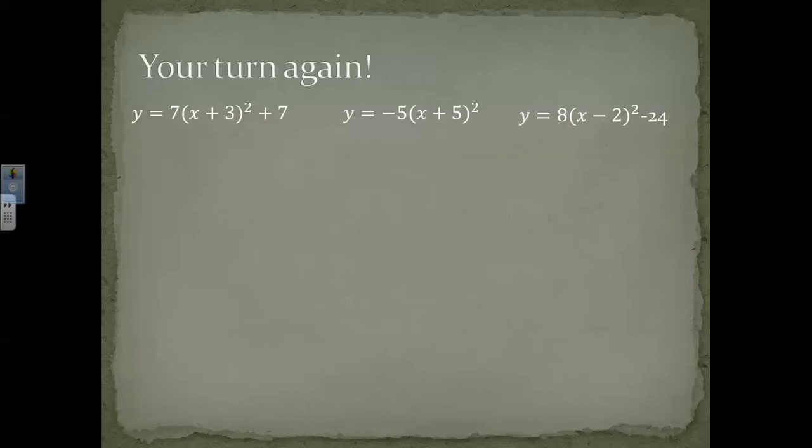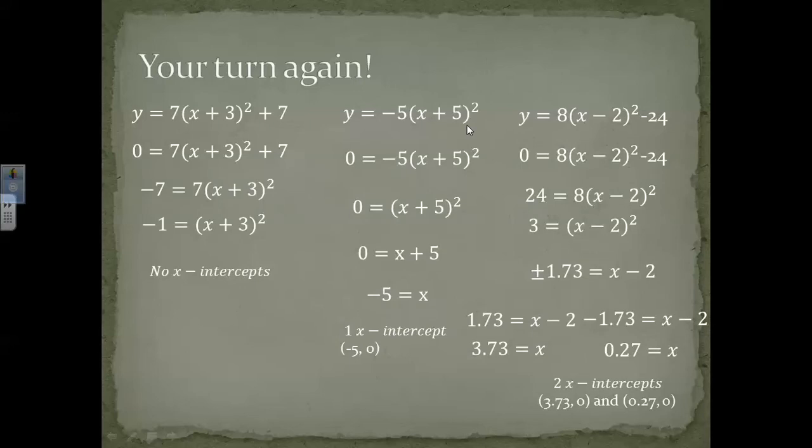All right, so once again, I've outlined everything here for you so you can see the work and check it. As we go through the first problem, we plug 0 in, we subtract 7. We divide by 7, and then once again, we take the square root here. We get the square root of -1, which we can't do, so there are no x-intercepts.